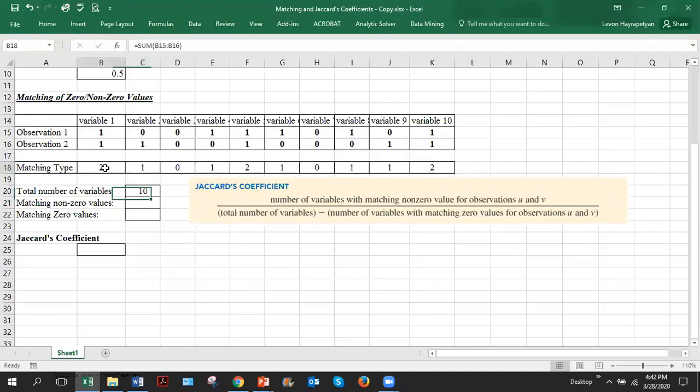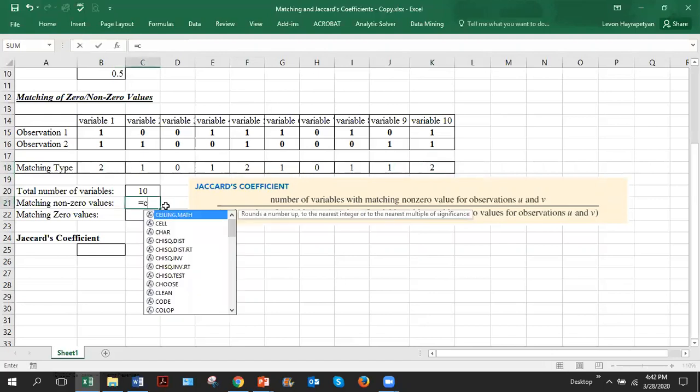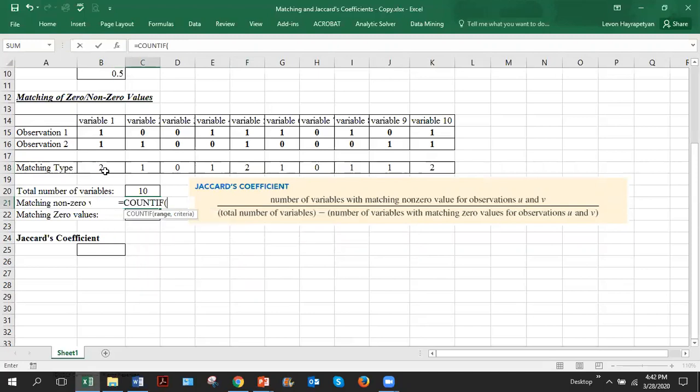The logic is that we have to calculate how many 2's we have in this range. And for that, Excel has a function called COUNTIF. You specify the range where we will count, and then you specify that we'll count only those which are equal to 2. That's what we want to calculate, right? And we got exactly 3. This is 1, this is 2, this is 3. This is how we calculate matching non-zero values.